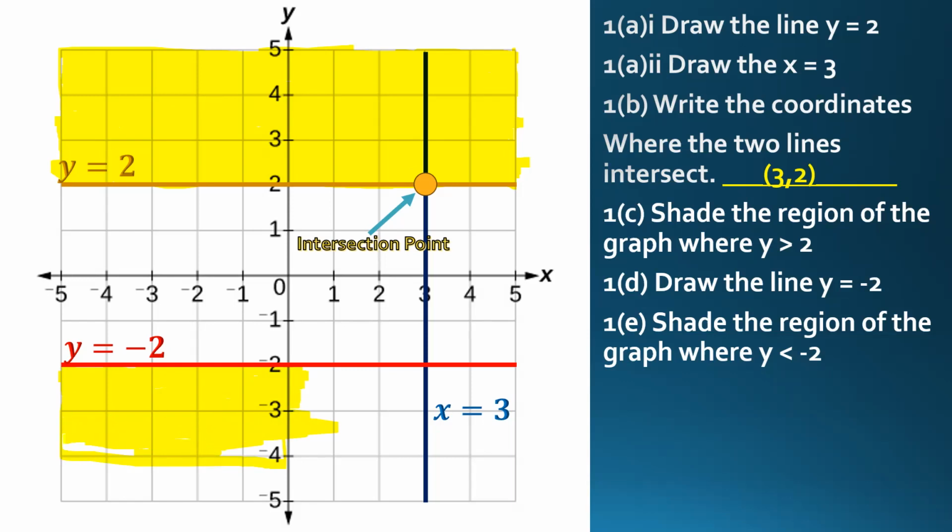How many persons remember to shade below negative 2? Let me know, please, if you remember to shade below negative 2. Very good. Only 2 persons? Anyone else remember to shade below negative 2? Let me know if you did that. Anyone else shaded below negative 2? Okay. So we are shading below negative 2.